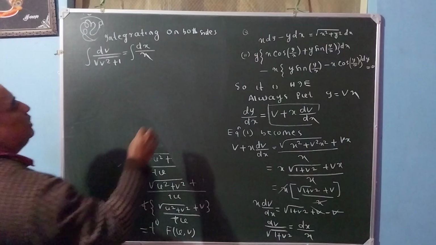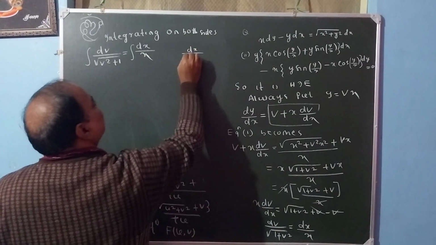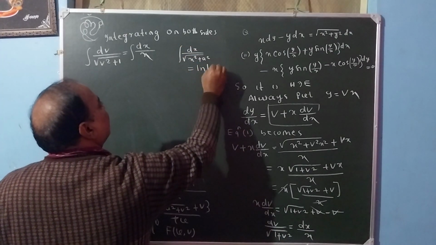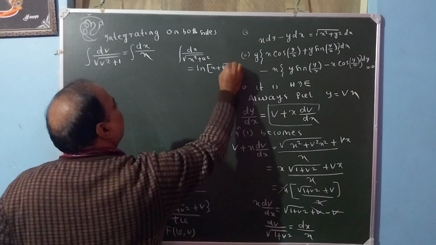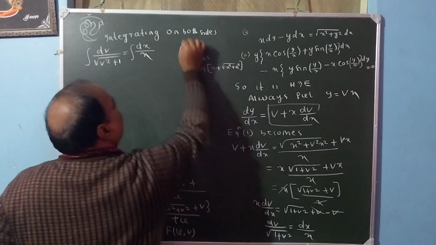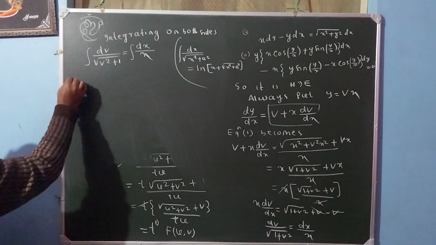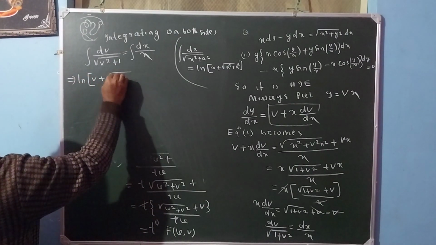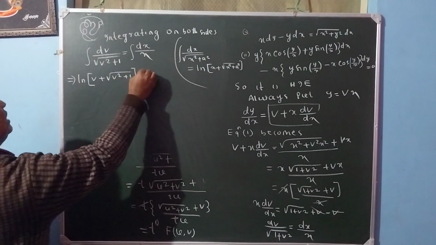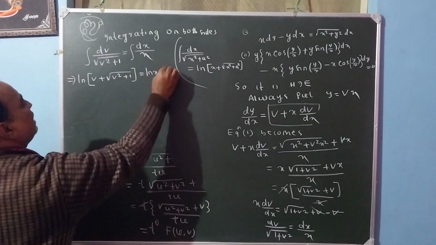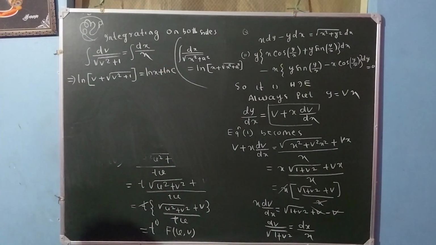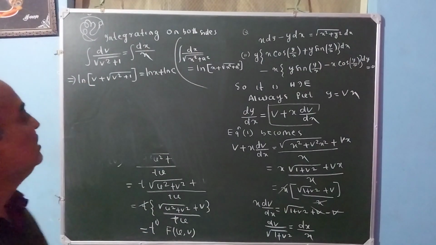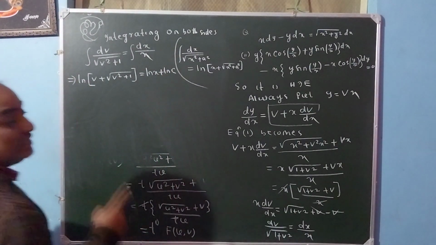There is one formula, you know: the integral of dx by root of x square plus a square is ln of x plus root of x square plus a square. Applying that formula, we get ln of v plus root of v square plus 1, equal to ln x plus a constant, ln c. Depending upon the nature of the problem, you have to supply that type of constant, so here we supply the constant as ln c.